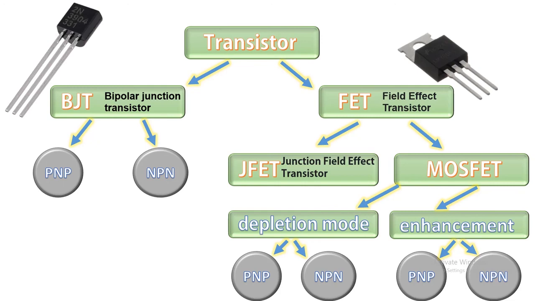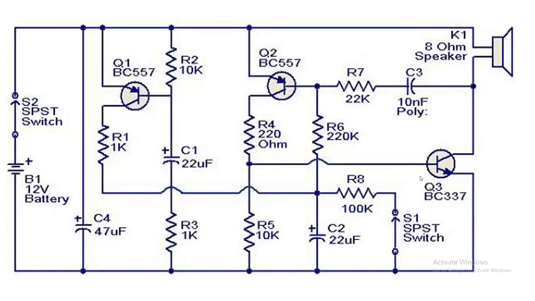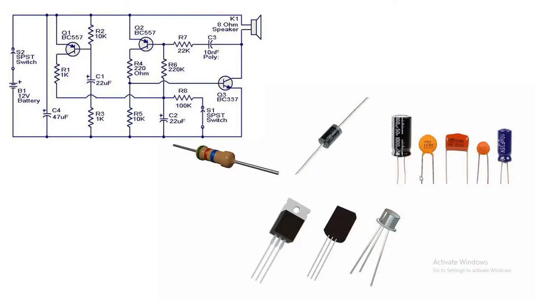I hope you understood. What is IC? IC is the short form of integrated circuit. Before understanding the IC, I will give you a small example which makes it easy to understand. Here you can see, for example, if you have a circuit, in this circuit you are using different types of components. You are using a lot of resistors, diodes, different types of capacitors, and also transistors.